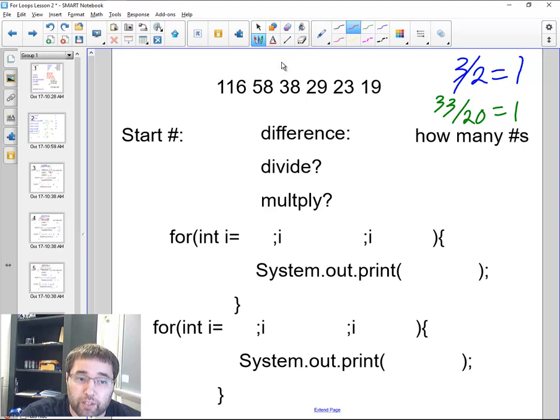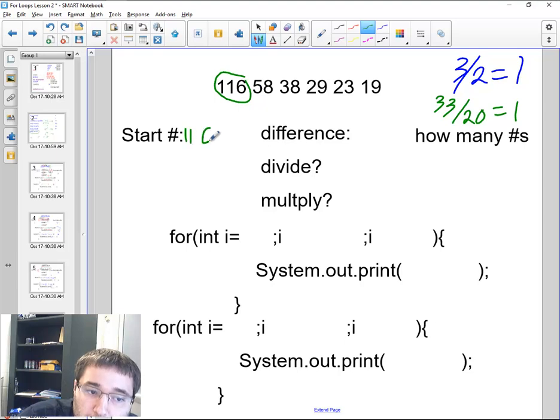So by knowing this, when we go and do this, what's our starting number? 116. So we write down 116. How do we get from 116 to 58? We subtract 58, or we divide by 2, and we can't multiply.